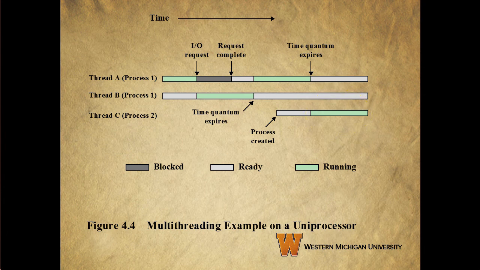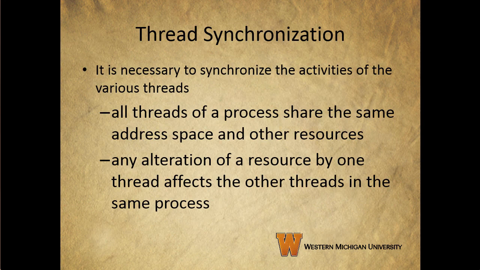Some things to keep in mind about threads, though, is that in an operating system that supports threads, scheduling and dispatching is done on a thread basis. Most of the state information dealing with execution is maintained in thread-level data structures, but suspending a process involves suspending all threads of the process. So in this figure, if we suspend process 1, both thread A and thread B will be suspended. And termination of a process terminates all of the threads contained in that process. So once again, if we terminate process 1, both thread A and thread B will be terminated as well.